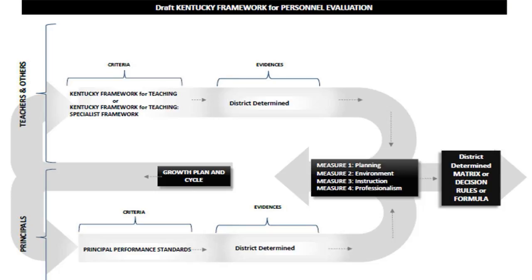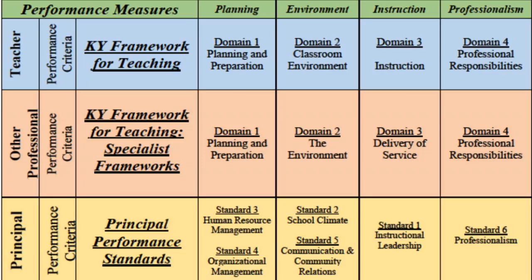The next step you would see over is evidences, and again it says district determined. This is what used to be the state evidences. Now that's up to the district. What we have talked about many times is the importance of this slide right here, that under those criteria performance measures, you have four that you're looking for: planning, environment, instruction, and professionalism. And we talked at great length about the evidences that would provide you enough information to make a rating for each of those measures.